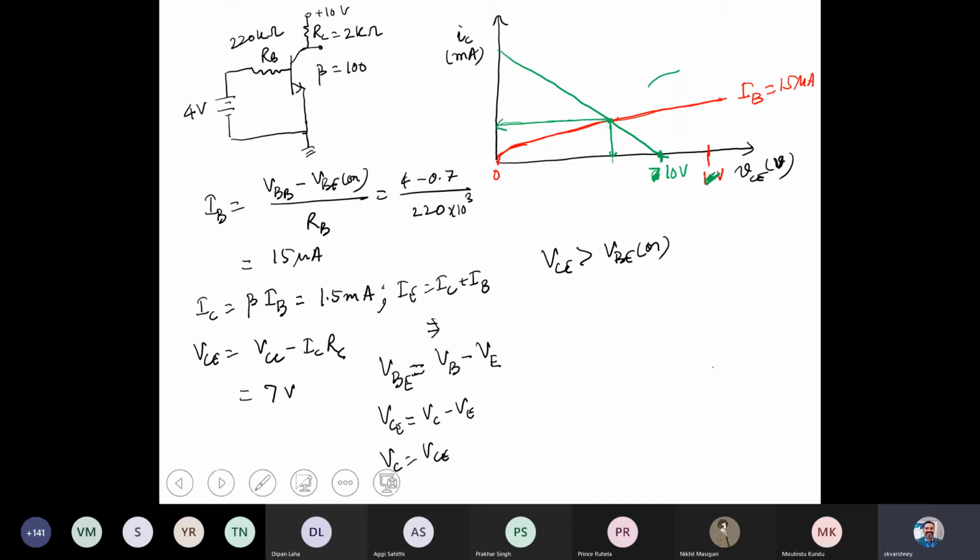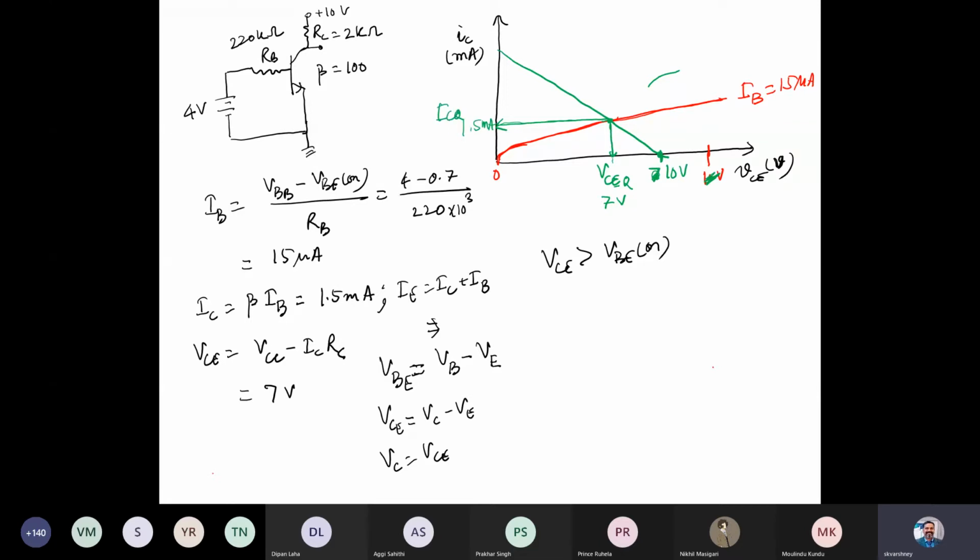Since on this VCE, I'm going to introduce the Q point. Sometimes we represent this as the quiescent point. So that's your output for this: 7 volt in this case, and the collector current which you get is 1.5 milliampere. This is the point ICQ.